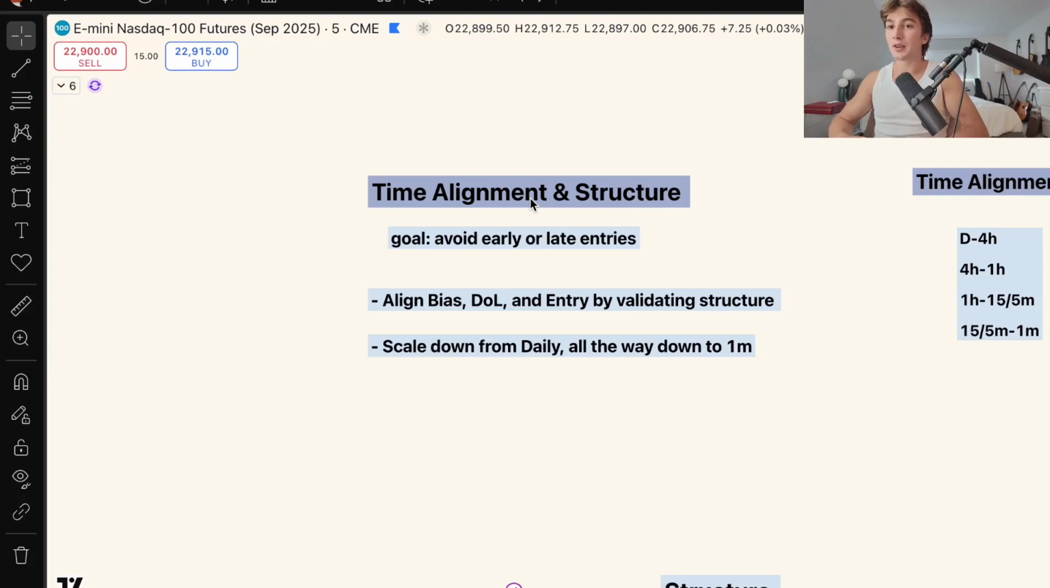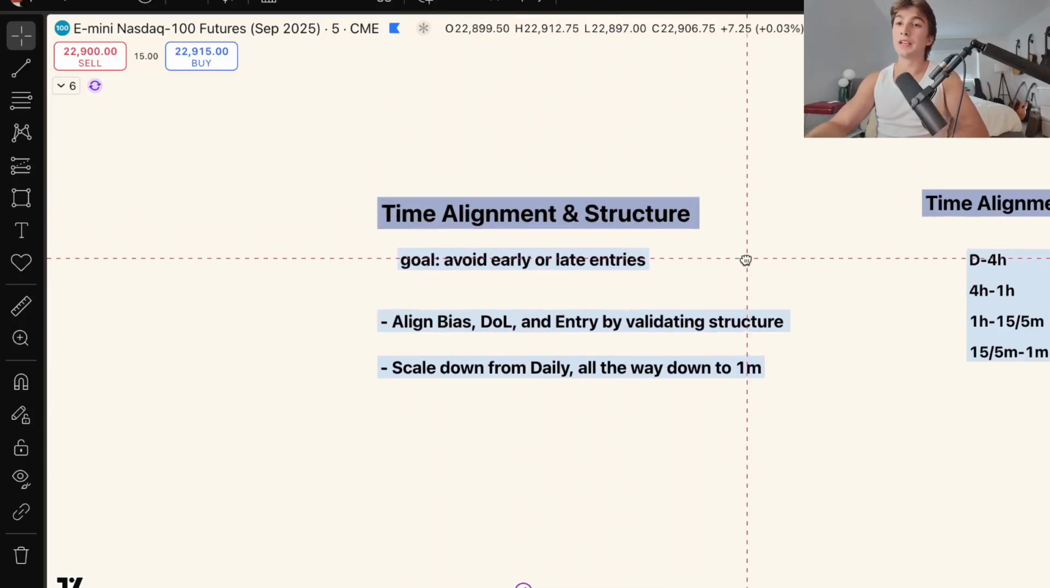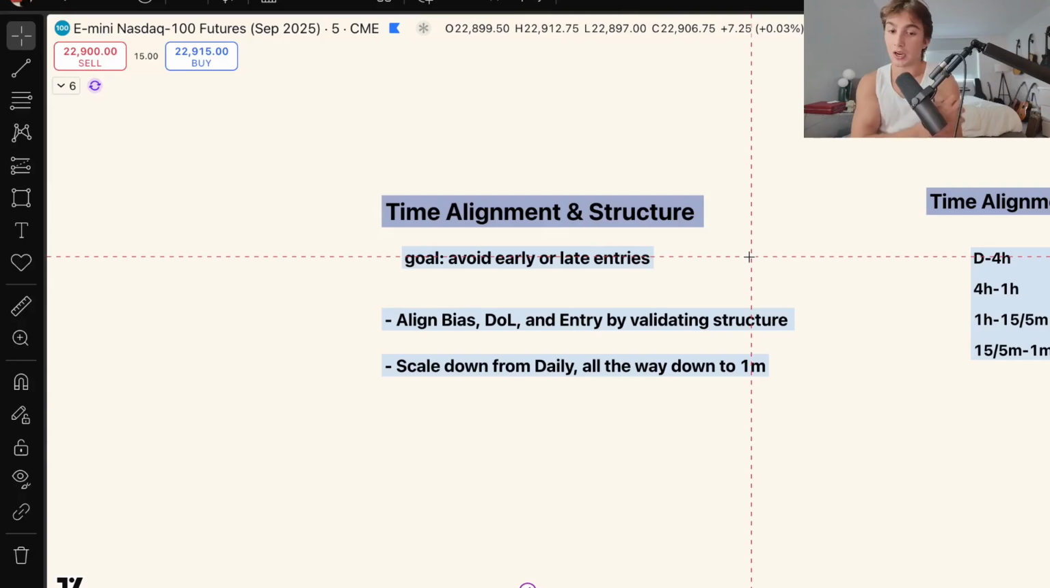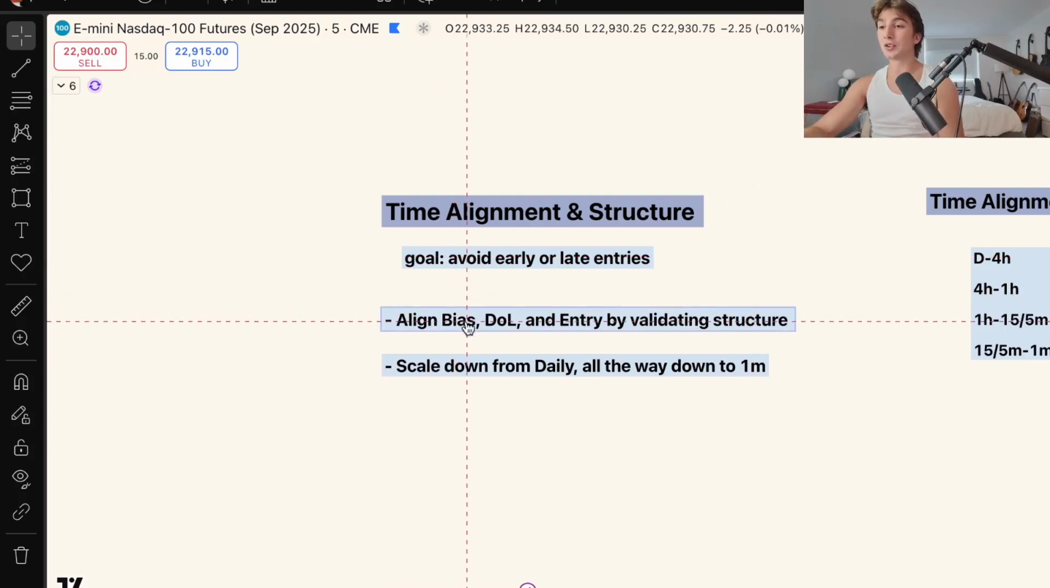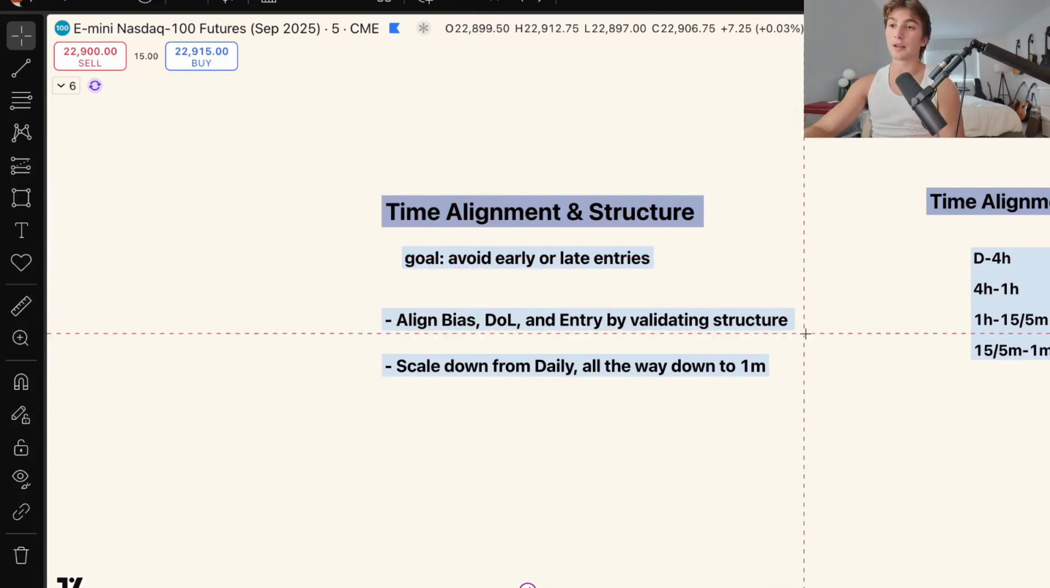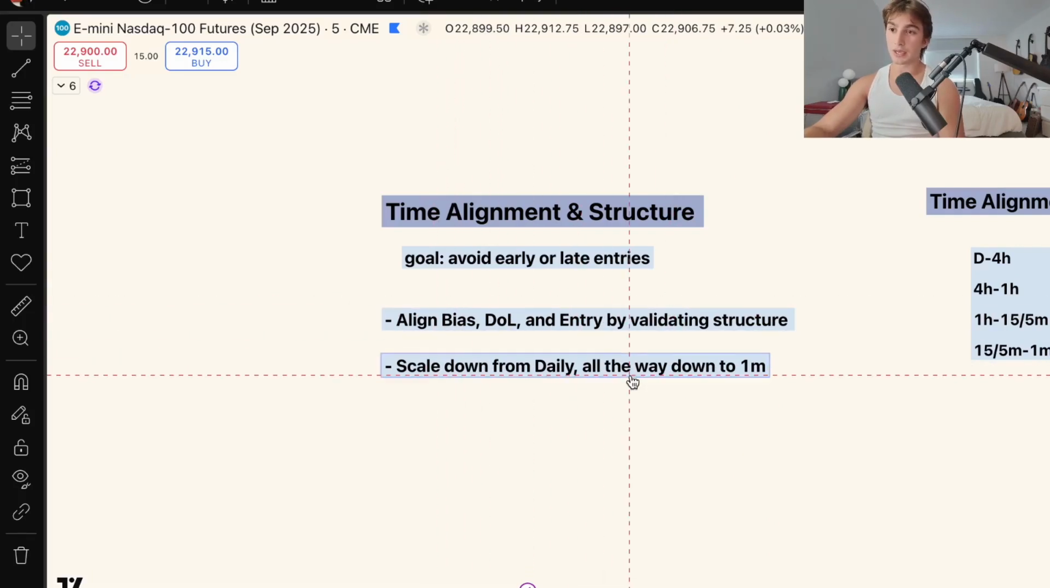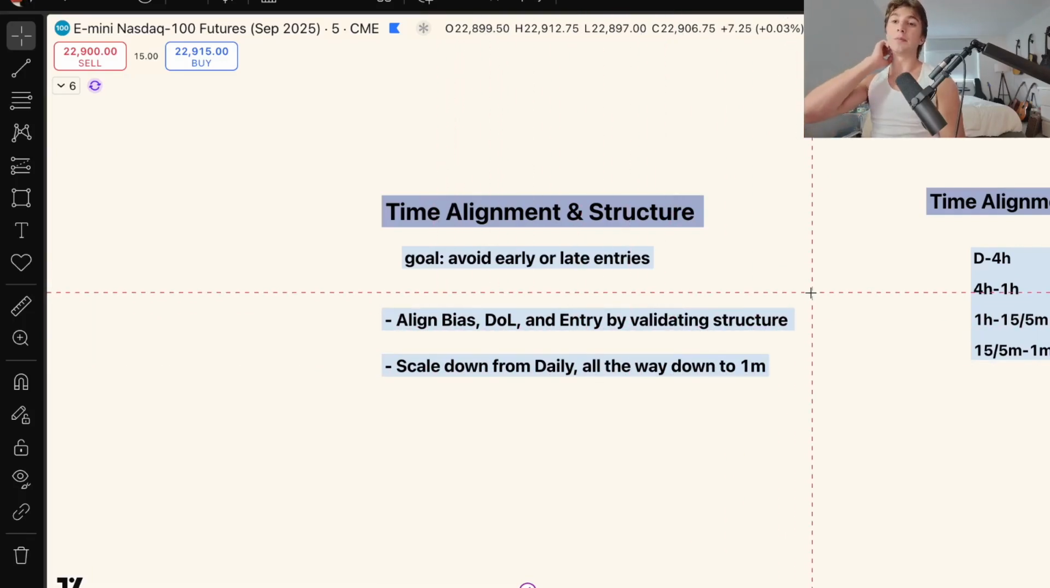And yeah, you're going to learn a bit about the continuations, just the beginning of reversals and everything, and how to just properly align time frames. So one, you're not early to trades, or two, you're not too late. You don't want to get caught up in the manipulation moves, and you don't want to get caught up in the bottom or top of the move, or you get the point. So I'm going to be teaching you how to align bias, draw liquidity, and entry by validating structure, and I'm going to teach you how to scale down from daily all the way down to the 1 minute. So this is something I really want you to engrave in your brain.